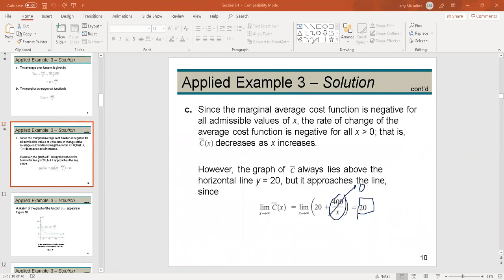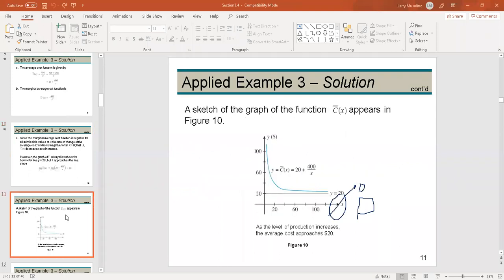So as the production levels increase, the costs will go down, but they're going to approach this horizontal asymptote of 20, and you can see that clearly in this diagram. This is the cost function, but notice as x is getting bigger and bigger, the costs are getting closer and closer to this horizontal asymptote of 20. And that's the same conclusion we came to by looking at that limit.